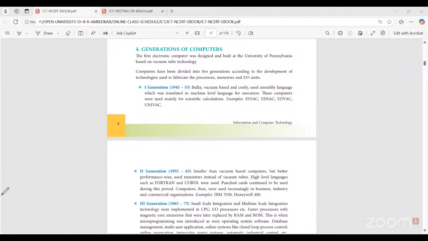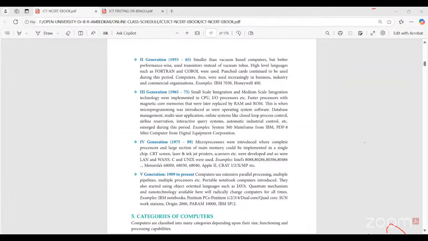And you concentrate on only three characteristics. What is the kind of programming language? What kind of computer it is? And some its architecture type. Next one is the third generation. See, third generation.